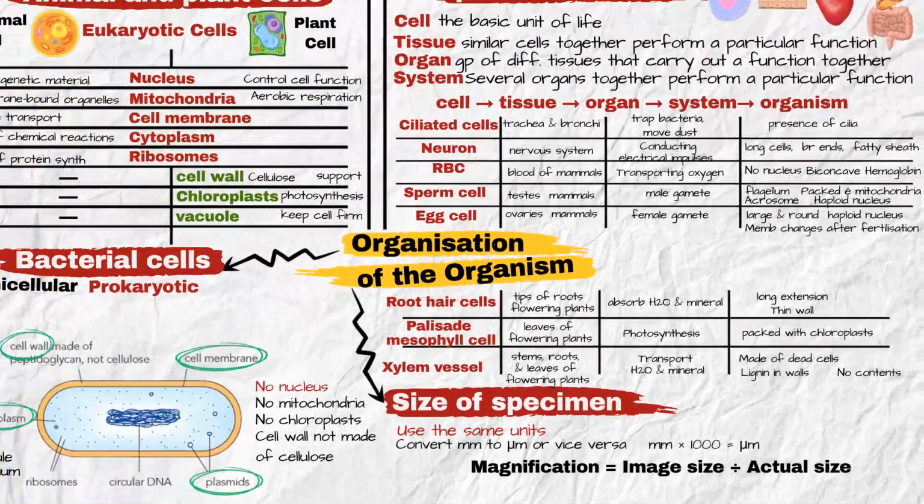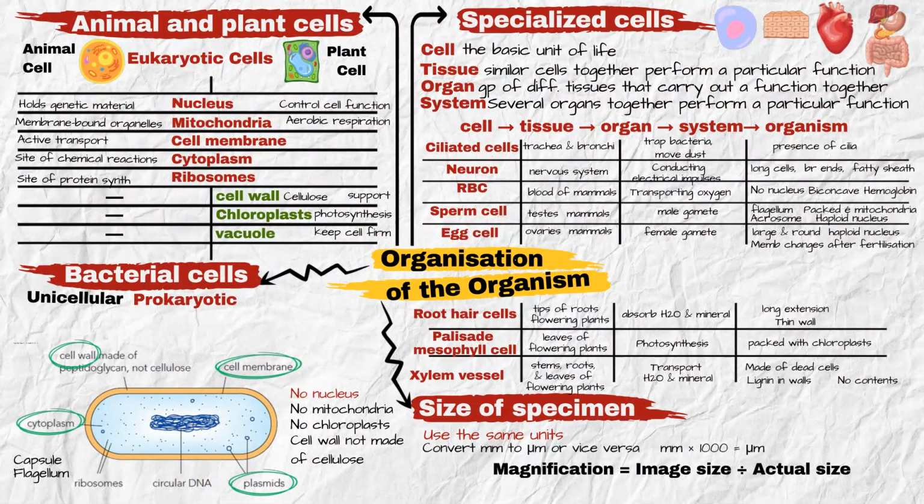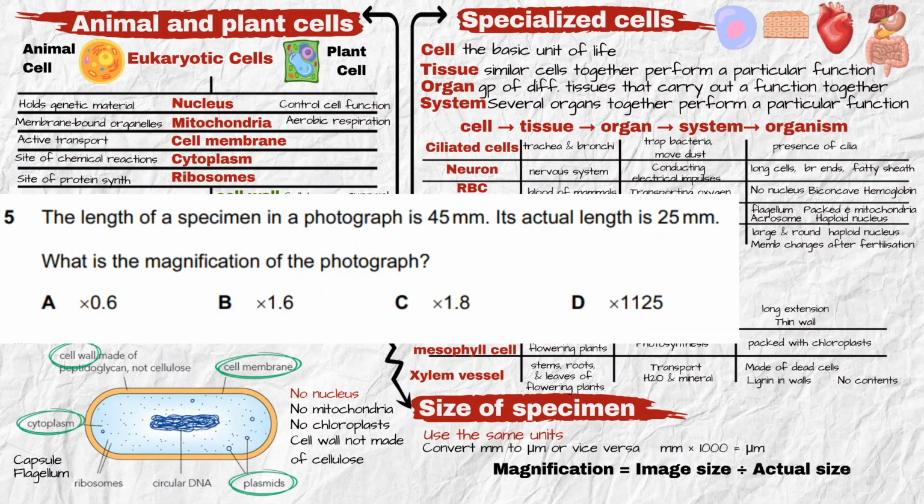Let's look at a common exam example. The length of a specimen in a photograph is 45 millimeters. Its actual length is 25 millimeters. What is the magnification? Apply the formula. Magnification equals 45 divided by 25 equals 1.8. The correct answer is C.